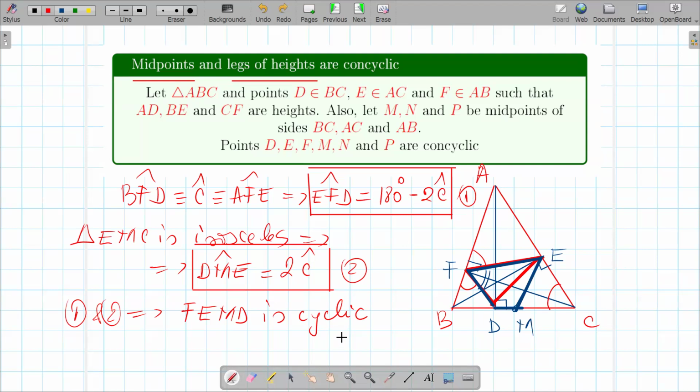All right. So the conclusion is that the legs of the heights of triangle ABC and the midpoints of sides AB, AC, and BC are cyclic.